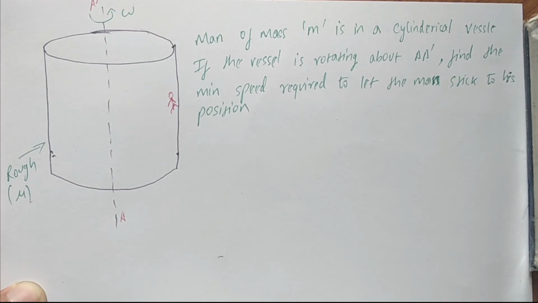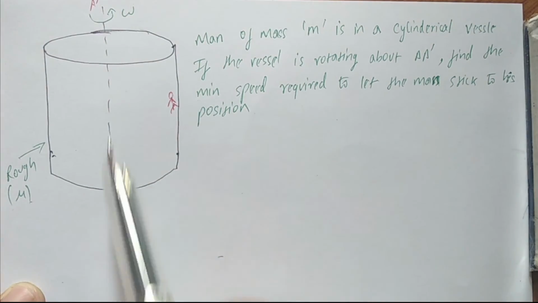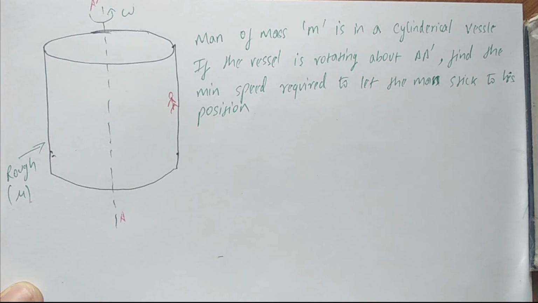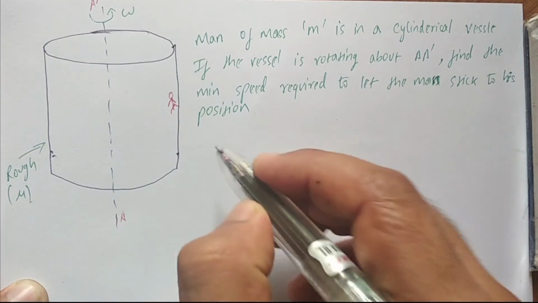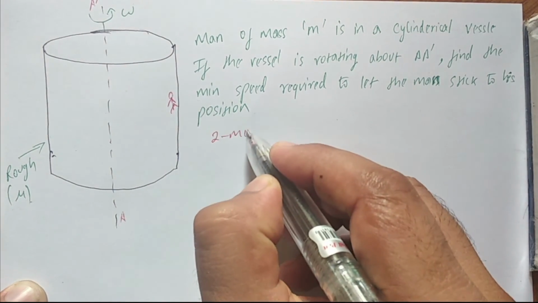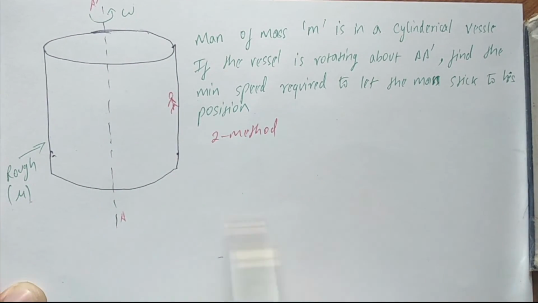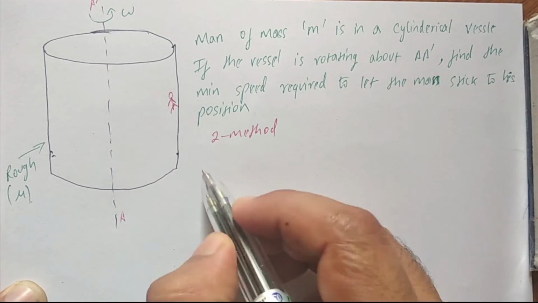Now, how can we proceed with this problem? This cylindrical vessel is rotating about this axis, that is AA dash. We can use two methods to solve this problem. The first is the method in which the observer is on the inertial frame of reference.